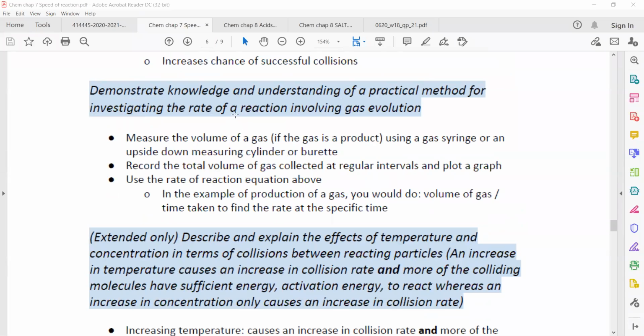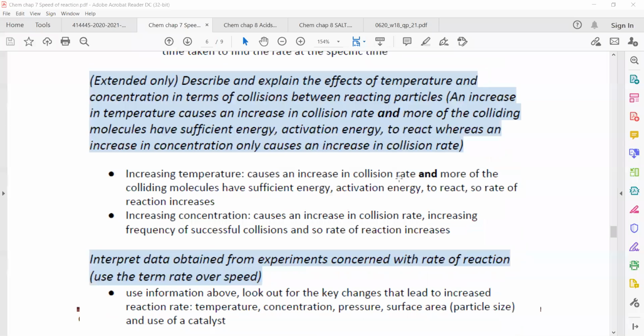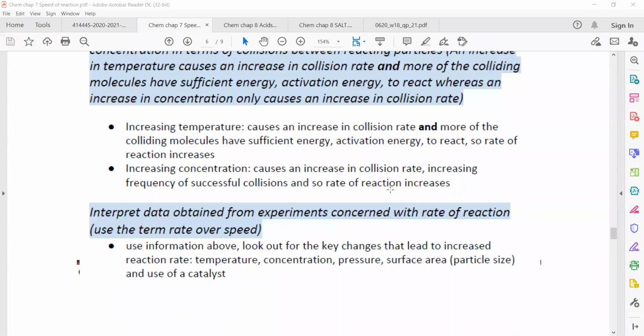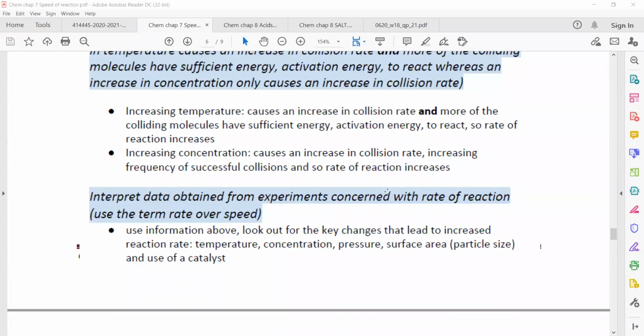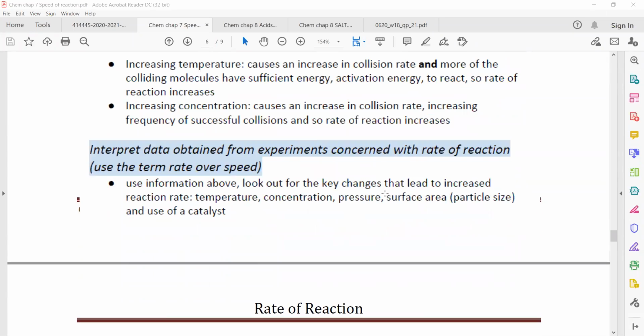You should be able to use your understanding and the practical method which we use to calculate the rate or the speed of the reaction. We can measure the volume of gas, or we can measure the change in the mass with respect to time. Increasing temperature increases the rate, and increasing concentration also increases the rate.